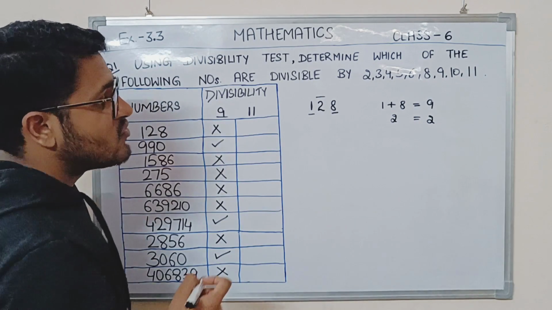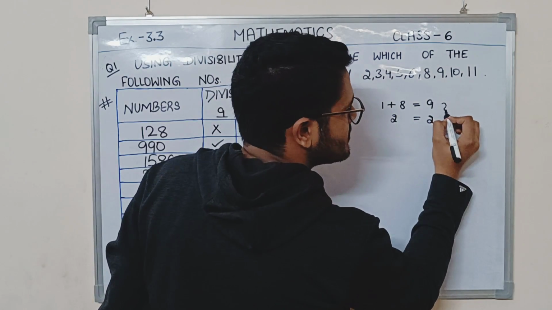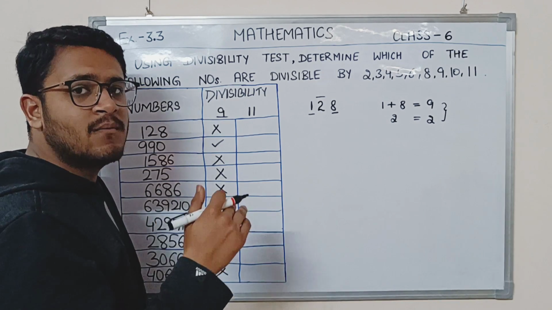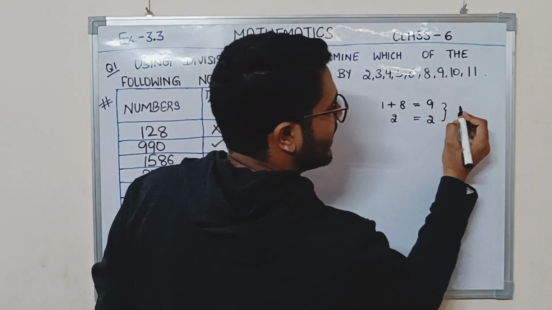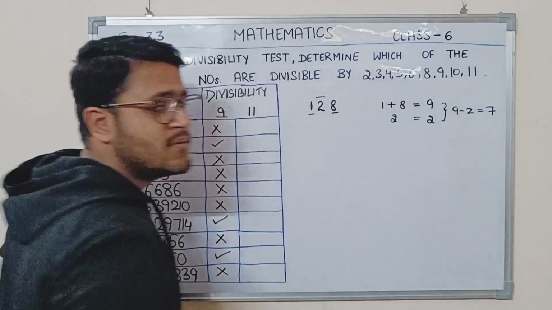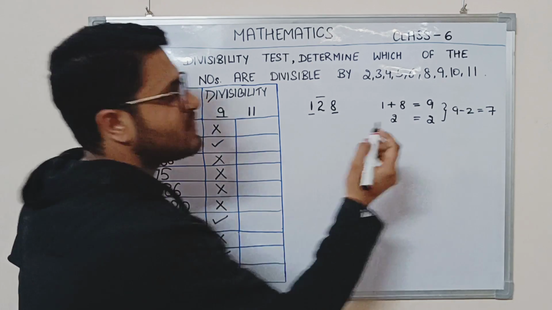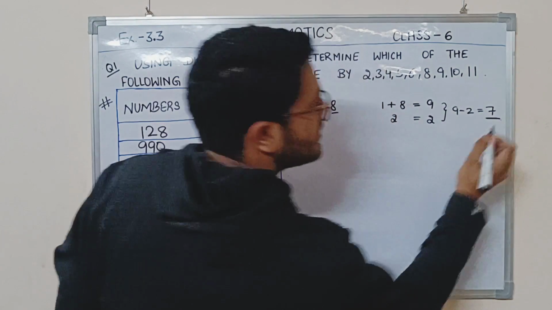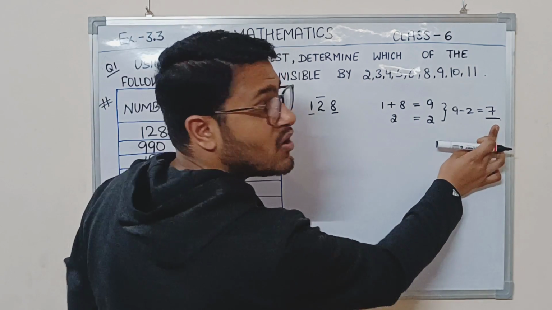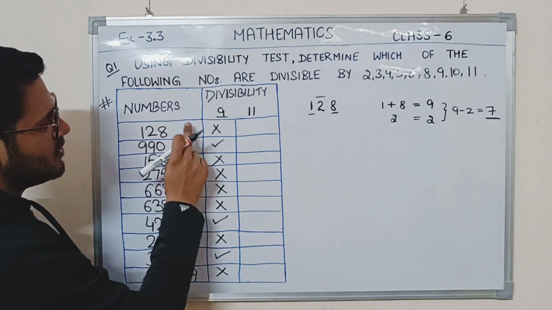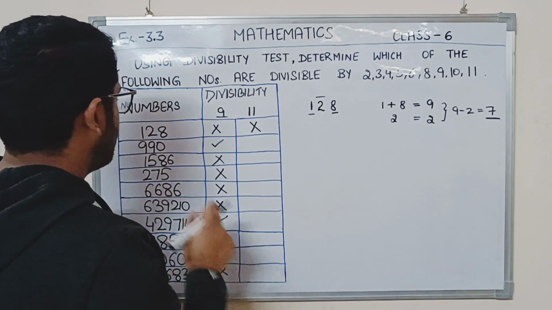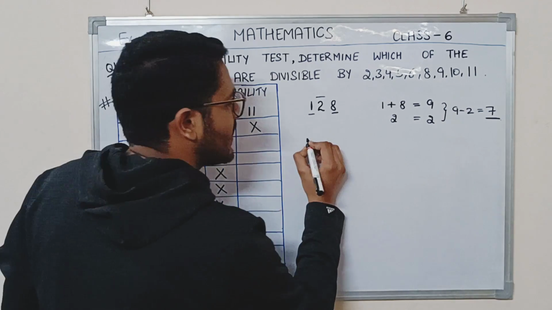Now from both these sums, we will subtract the lower number from the greater number. So it will be 9 minus 2. 9 minus 2 is 7. Now tell me, is this final number that we have got divisible by 11? No. So if this number is not divisible by 11, then this whole number is not divisible by 11. So let's move to the next example. 990.